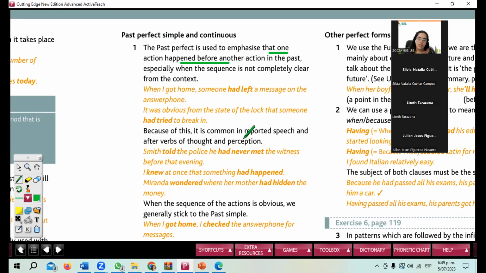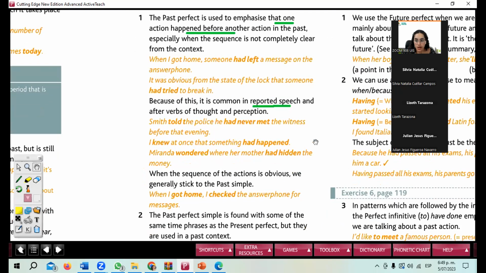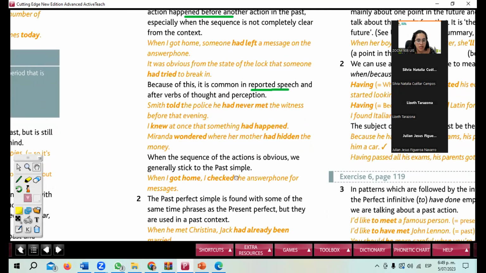This structure is common in reported speech, okay? We already studied this. She said that she had left the house before he arrived, okay? Very common in reported speech. Smith told the police he had never met the witness before that evening, okay? You can see, this is reported speech. Miranda wondered where her mother had hidden the money. Miranda se preguntaba dónde su madre habría escondido el dinero. Okay? Had hidden the money.